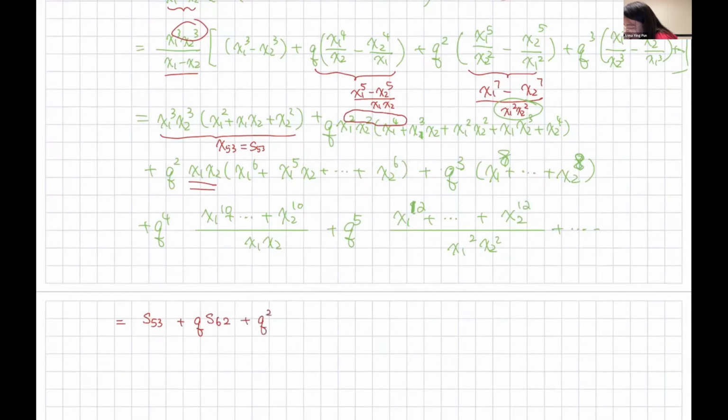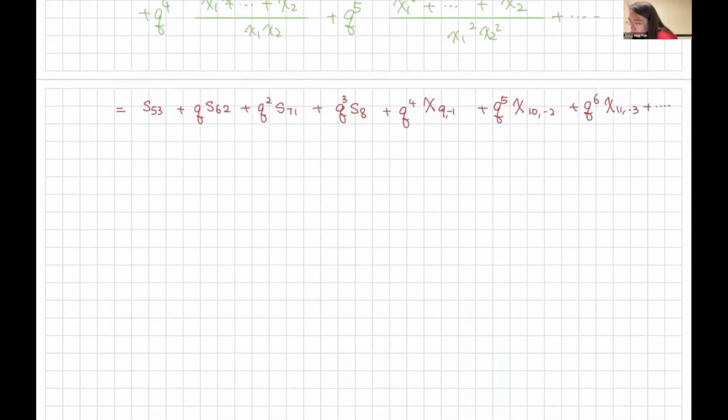Q squared S 7, 1. And then plus Q cubed S 8. And then Q^4 is not a Schur function, because Schur functions with a negative number don't make any sense when we're talking about a partition as an index. So that becomes our chi. Okay, so that is the 9 minus 1. Q^5 chi 10 minus 2. Q^6 chi 11 minus 3 and so on and so forth.